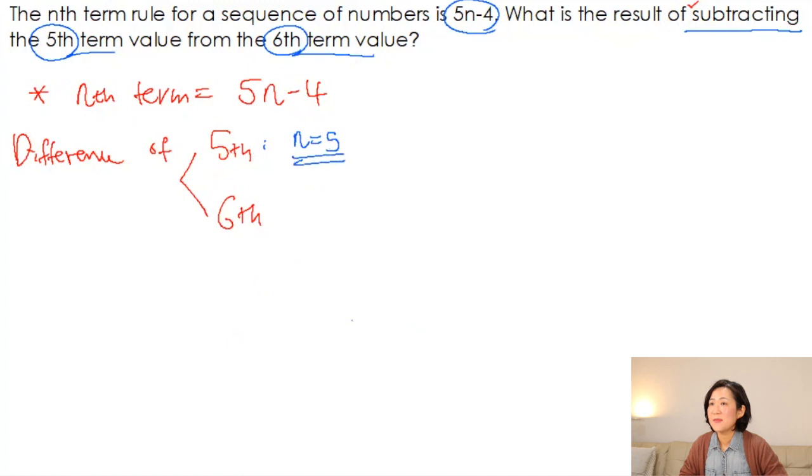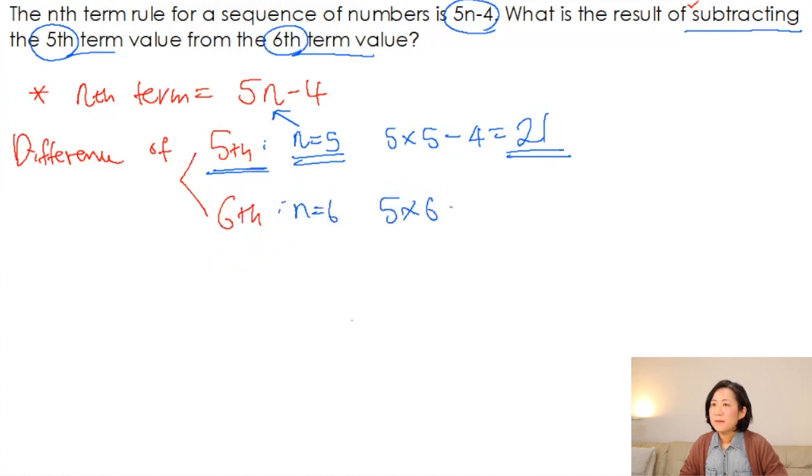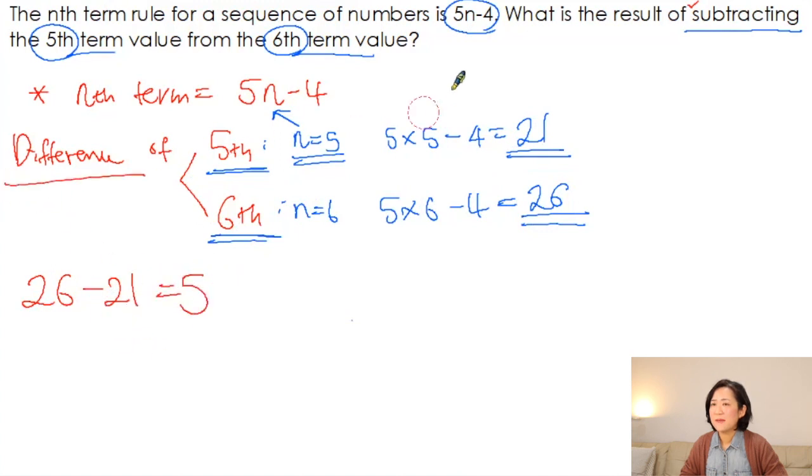So when n is 5, that gives you 5 times 5 minus 4, which is 21. Then our sixth number is 5 times 6 minus 4, which is 26. Now let's find the difference between 26 and 21. That is 5.